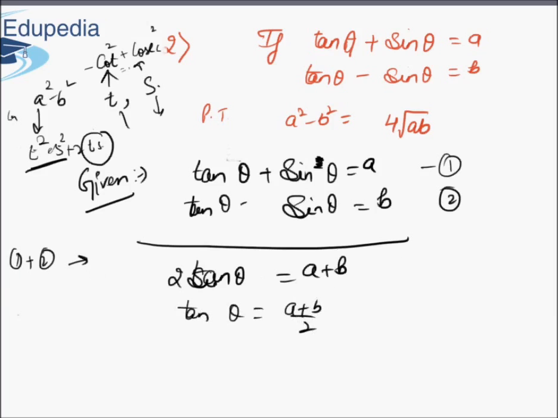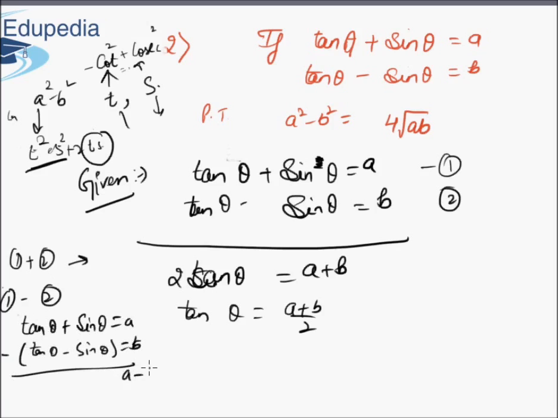Whereas if we subtract 2 from 1, we will have tangent theta plus sine theta equals A, and minus of tangent theta minus sine theta equals B. That is, A minus B is, minus of minus is plus, so sine plus sine, that is 2 sine theta, or sine theta is A minus B by 2. Now, as we have already told that we will reciprocate the tangent and sine to use the identity, so we will be doing that over here.